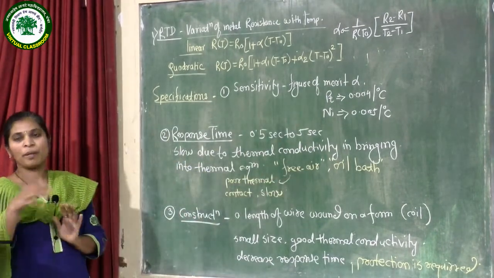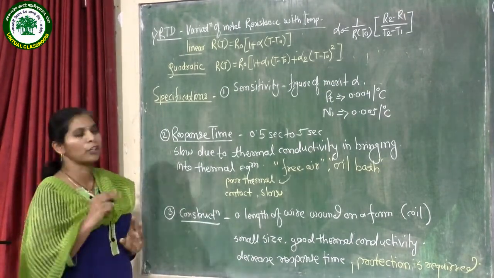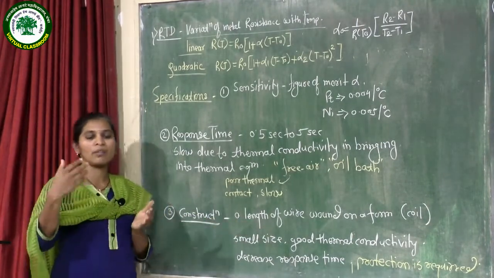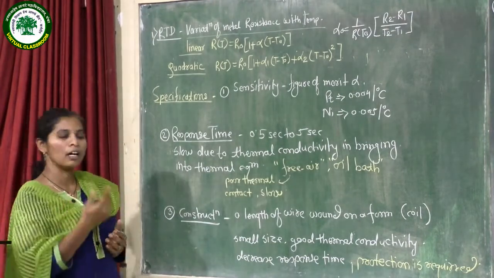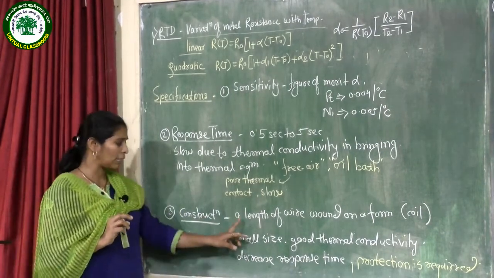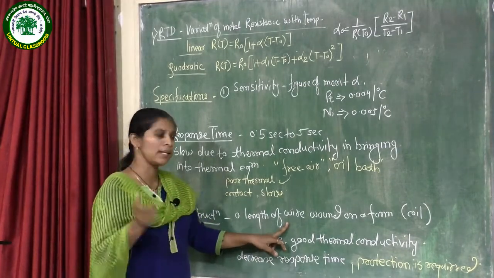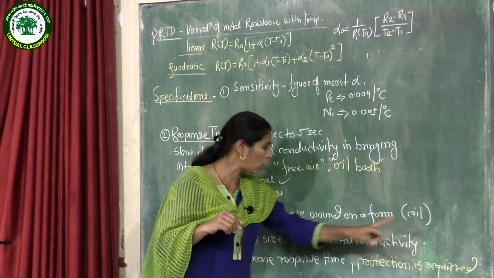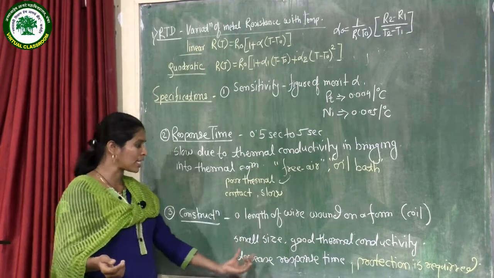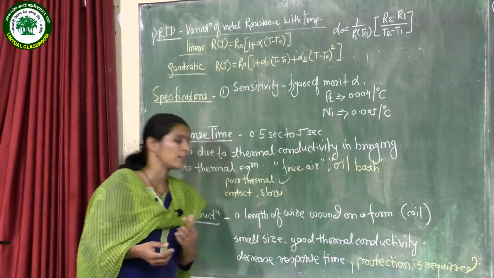For the construction, many times when we use this metal resistance for measurement of temperature, two important factors are there. When we keep the length of wire as it is, its size will increase, and second, it will come in direct contact with the environment. To avoid both these problems, we have not kept the length of wire as it is; we have wound it on a form in such a way that it forms a coil. Why a coil? Because in that case it achieves a small size so that it is portable. At the same time there is good thermal conductivity, and a decrease in response time.